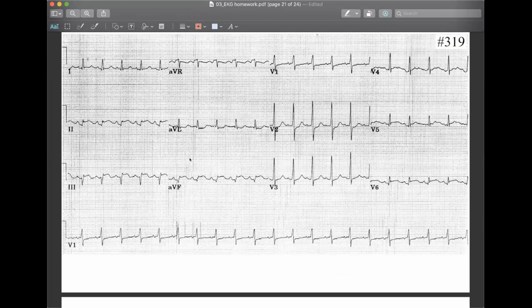But in leads 2, 3, and AVF, I can see the ST elevation. And the Q wave, as I said, because the R wave is not too big. Because of the Q wave, that indicates the acute MI, because there's the Q and the ST elevation. Then it would be inferior because it's seen in 2, 3, AVF. So we do have an acute inferior MI.